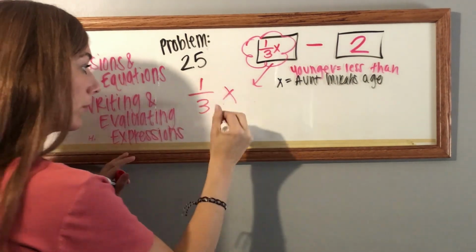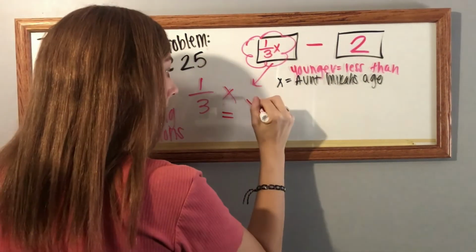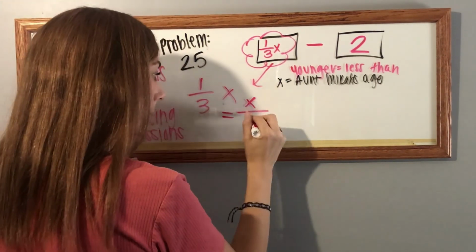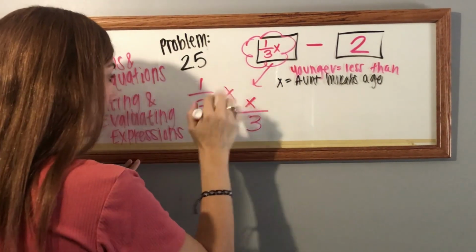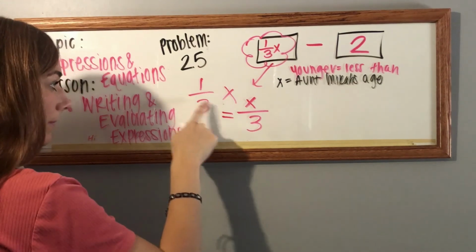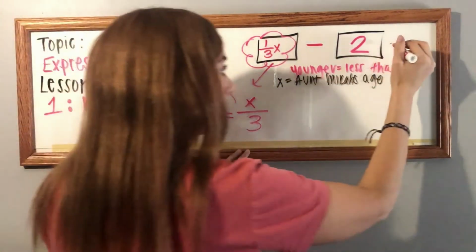And very quickly, whenever you see a fraction that has a numerator of 1 next to a variable, which is a letter, you can rewrite that as the variable x over the denominator 3 and kind of eliminate that 1, and then we can do x over 3 minus 2.